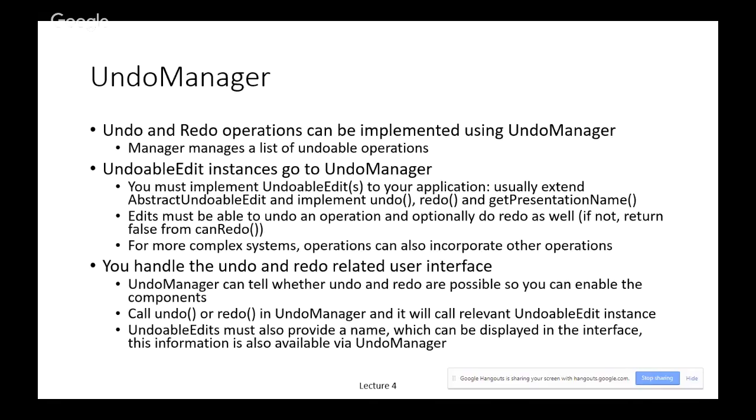And then those edits must actually be able to do the undo and redo, and in more complex systems you can also make it so that tinier undoable operations are summed up into more complex ones at some point, and so on. And the manager takes care of bookkeeping, whether undo is possible, redo is possible, and which exact operation should be undone or redone. It also provides access to the names of the current operations.